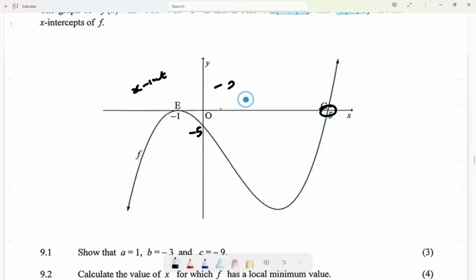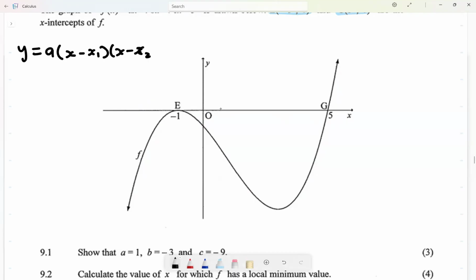Okay. So how can I find that? Can we find the equation of this graph, of this function? Yes. Remember, if I'm having the x-intercepts, I'm going to use y = a(x − x1)(x − x2). I could have added (x − x3), but now can you see that there are only two x-intercepts, and this one is repeating itself twice. Why? Because it is acting as a turning point as well as the x-intercept.